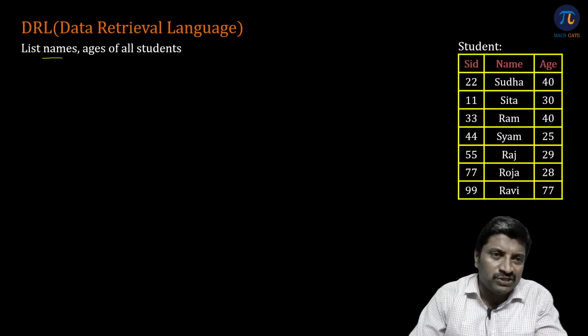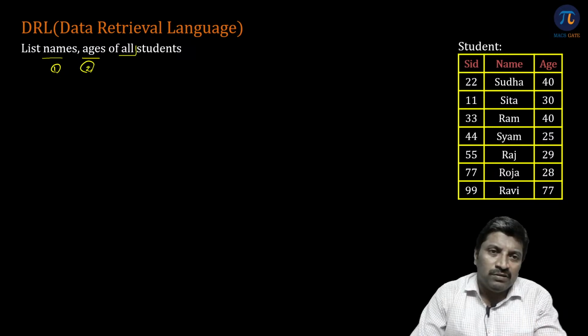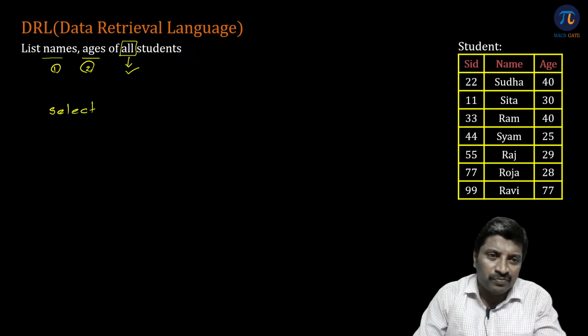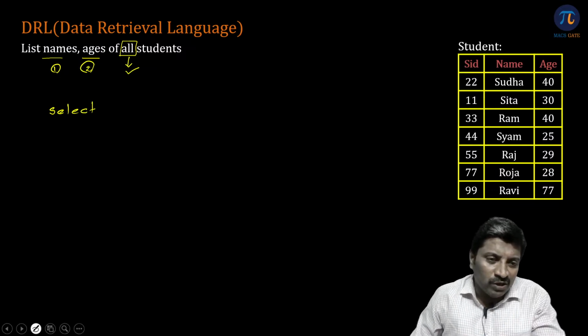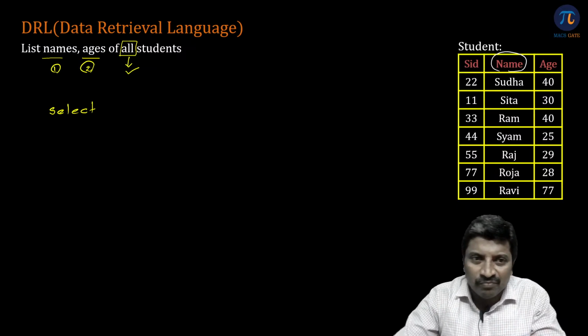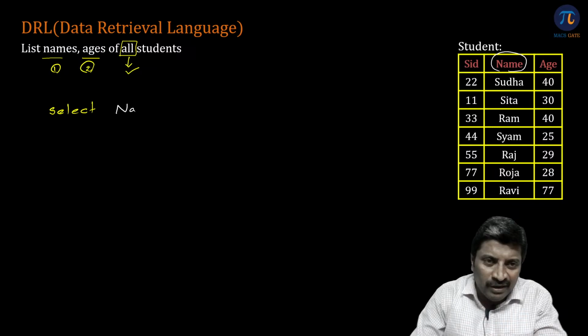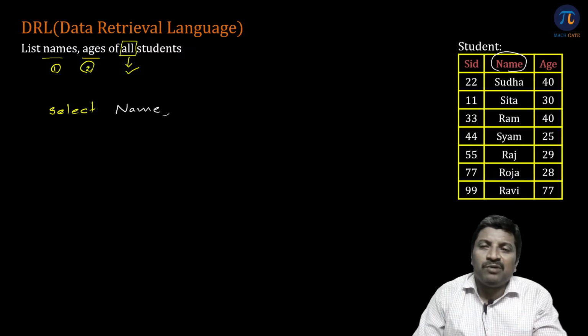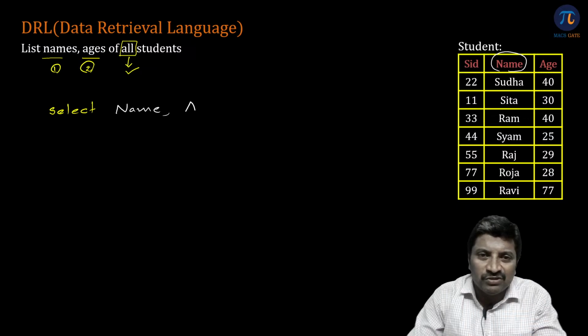List names, comma, ages. So I need two attributes. About how many students? All students. So these are the 2 points. The first one is select. What you want to select, sir? You want to select 2 attributes. What are the names? The first one is name, sir. So you need to write name, the attribute name, comma. What is the second one, sir? Age. The attribute name is age.